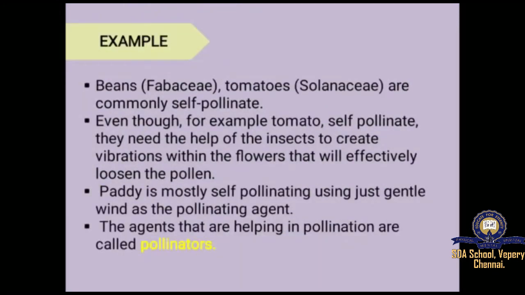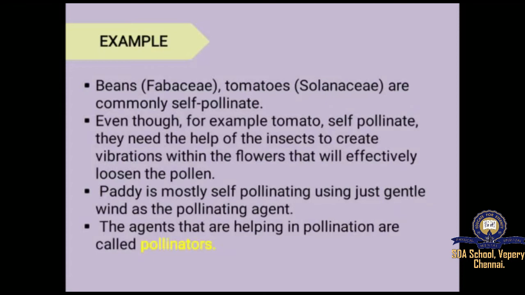For example, beans and tomatoes pollinate by this means. Even though for tomato to self-pollinate, they need the help of the insects to create vibrations within the flower that will effectively loosen the pollen. Paddy is mostly self-pollinating using just gentle wind as the pollinating agent.